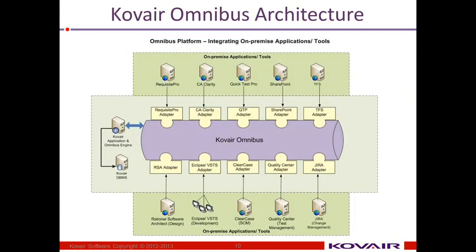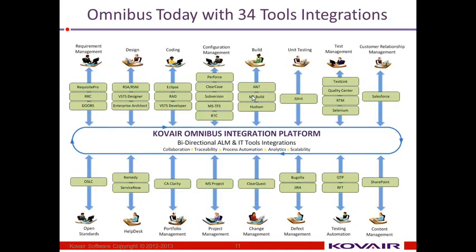This is the overall architecture of Omnibus, where the bus structure is in the center, and on the left hand side the Kovair application is used to configure this bus to set in all the business rules, and we have adapters for each of the tools that are there in the ecosystem. You can see we have Requisite Pro, Clarity, Quick Test Pro, SharePoint, and so on. Today Omnibus has more than 34 tools already integrated.